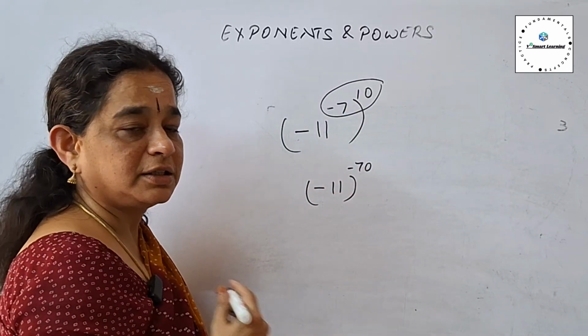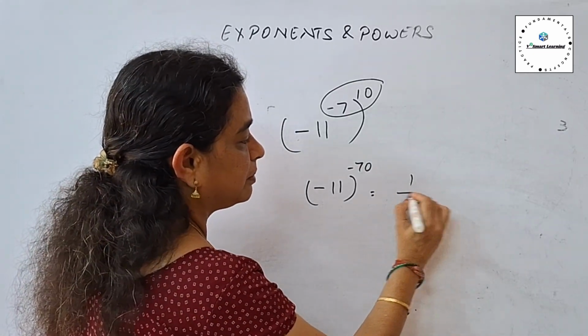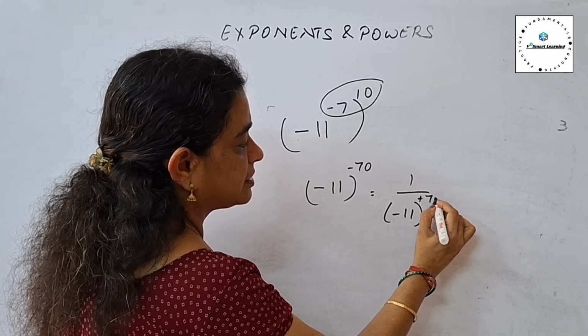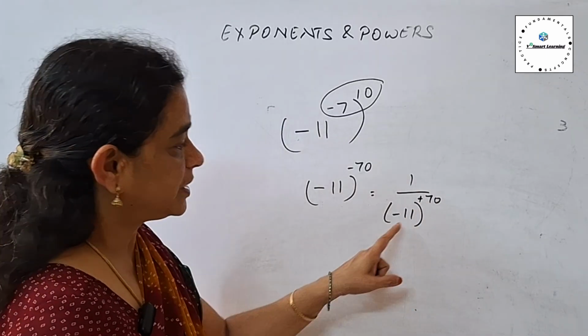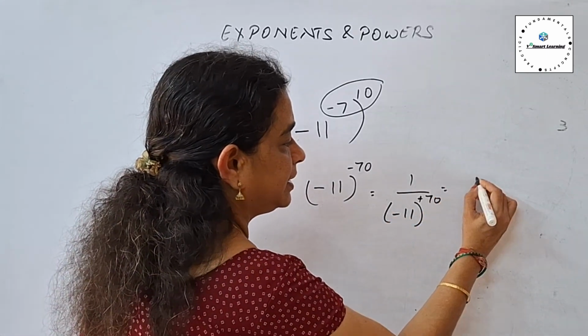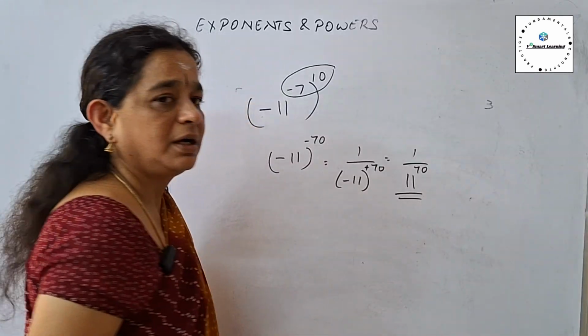So first I convert it into a positive exponent. So I have 1 over minus 11 to the power of plus 70. Now I see my 70 is an even number. So the answer will be positive. So 11 to the power of 70 is my answer.